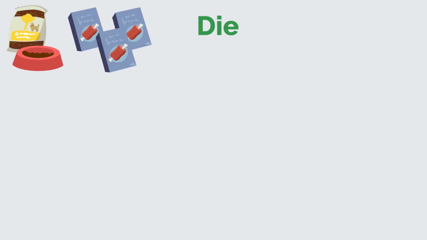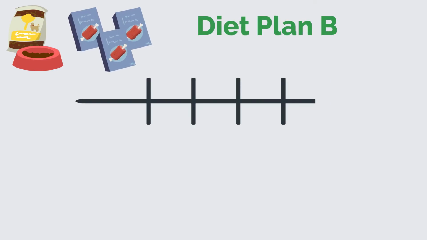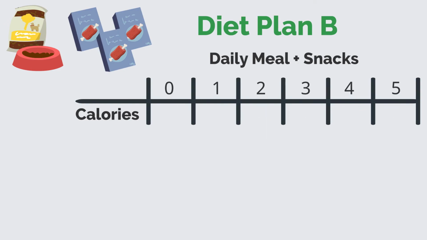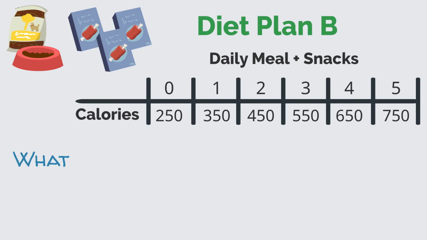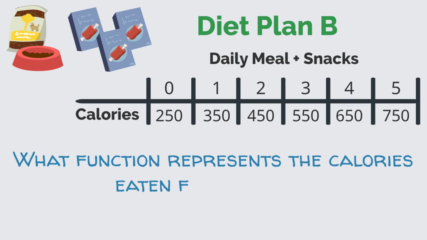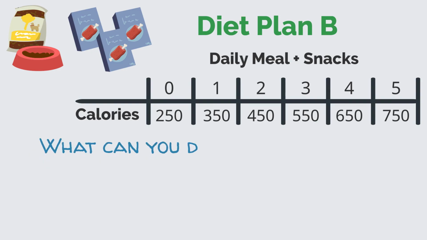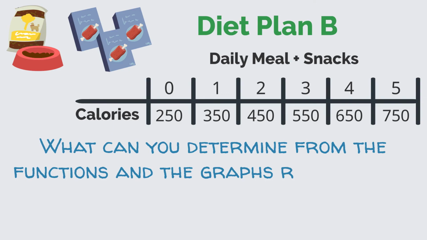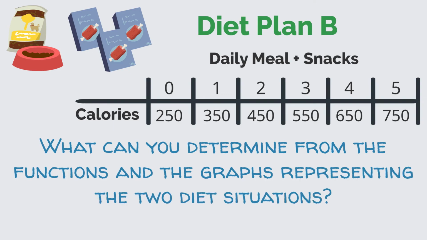A different diet emphasizes a snack based approach to weight loss. Random gets one small meal, then several snacks throughout the day. The calories for this diet are represented in this table. What function represents the calories eaten for this diet? What information can you determine from the functions and graphs representing the two diet situations?